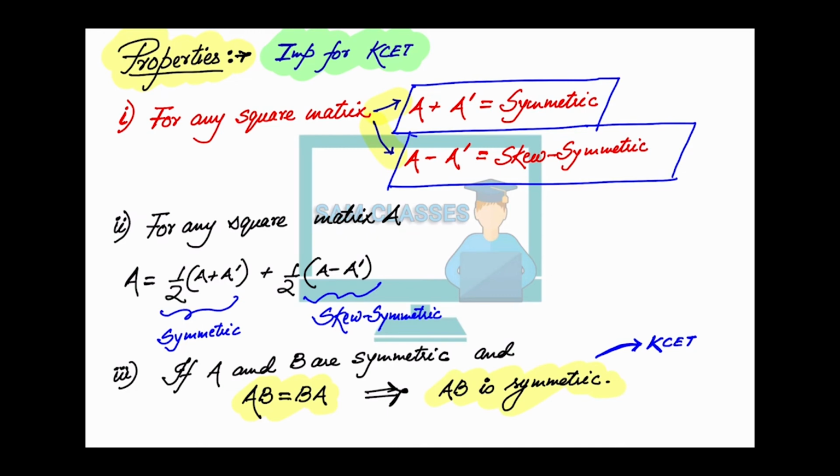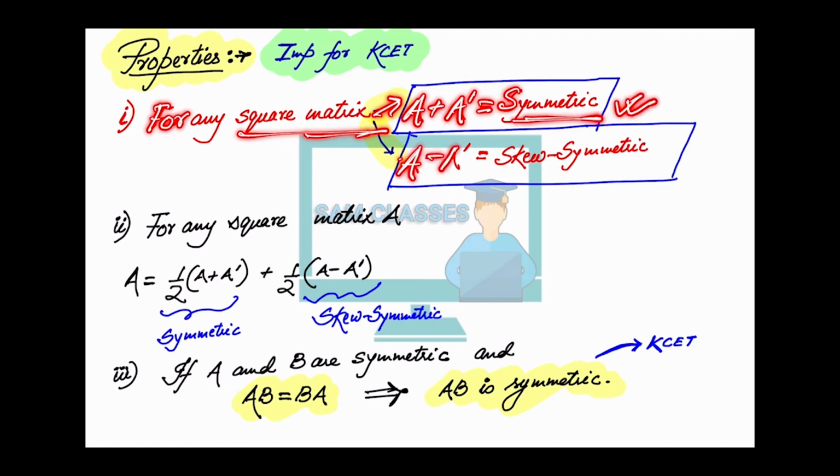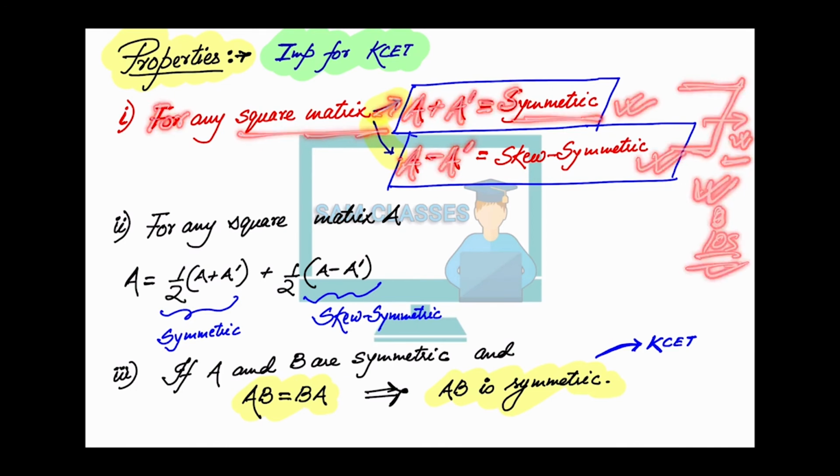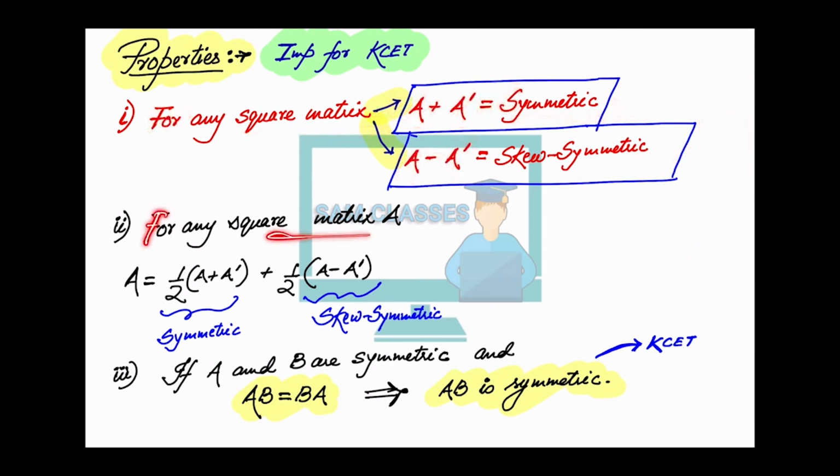Now let's see the properties important for KCET for any square matrix. A plus A transpose, always keep in mind, will be symmetric. And if you do A minus A transpose, it will always be skew symmetric. So these formulas should be on your fingertips, because a lot of questions will be asked directly and you can use them directly and solve and save your time. It will just take like 10 seconds and you will be done with the question.